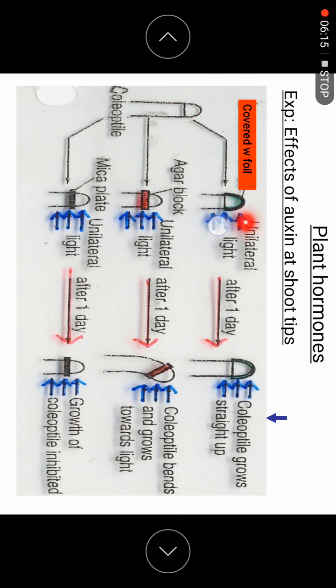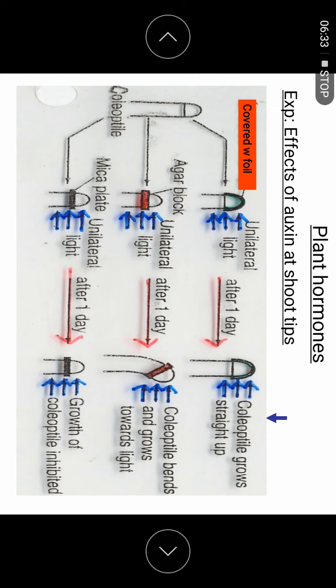In the second one there is no light because it's covered, so it doesn't matter whether the light comes from here or there. This is just to show that this one is constant. When the light comes from the right hand side, if I cover it, the auxin will no longer be affected by the light.